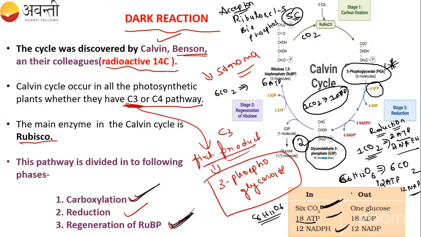If they ask about the fixation of one carbon dioxide, how many ATP and how many NADPH are required, it means 3 ATP and 2 NADPH. Okay, if they ask about only the reduction process, it means 2 ATP and 2 NADPH. Overall, if they ask, it is 3 ATP. Okay, this is about the dark reaction, guys.